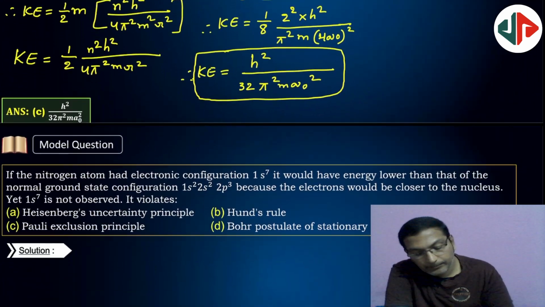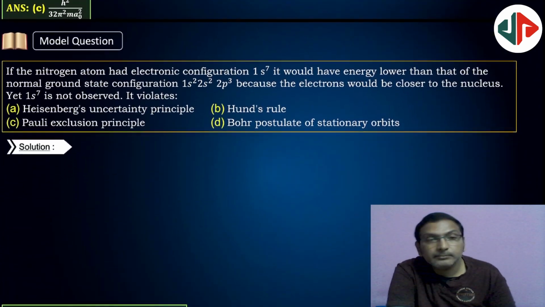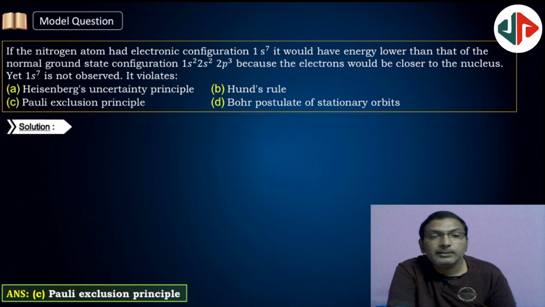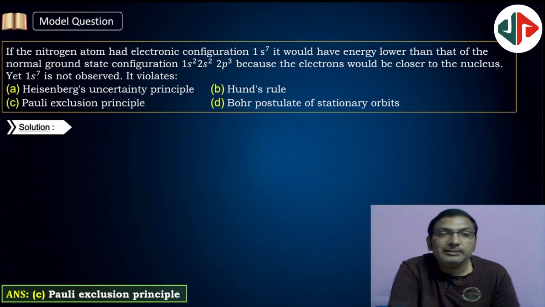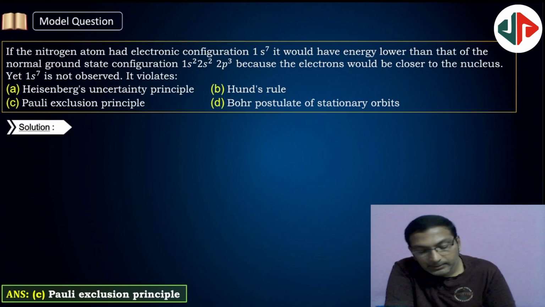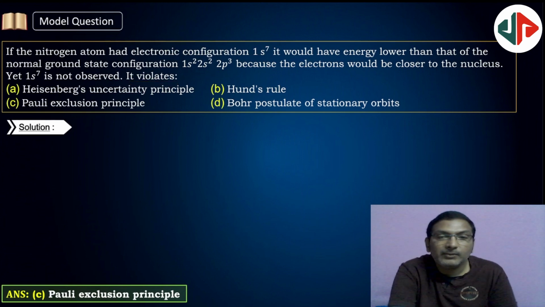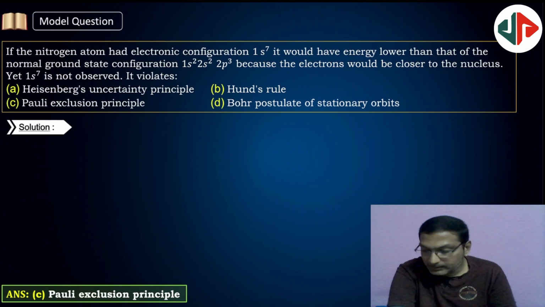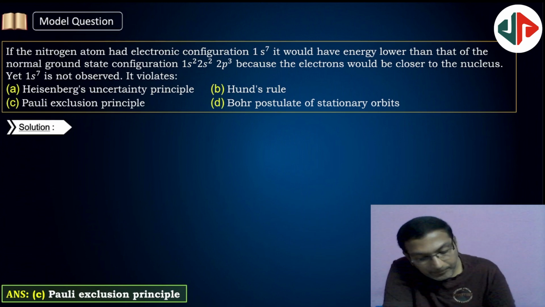Next question. Simple conceptual question. If nitrogen atom had electron configuration 1s7 instead of 1s2, 2s2, 2p3, which rule is violated? We know Aufbau principle, Pauli's principle and Hund's principle. It is obviously Pauli's exclusion principle.